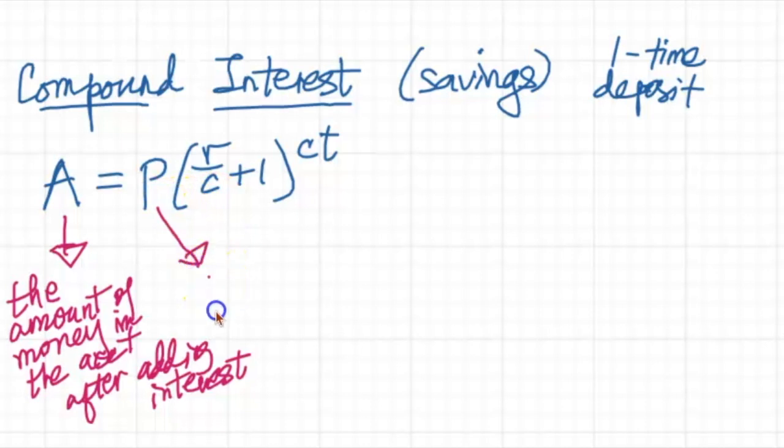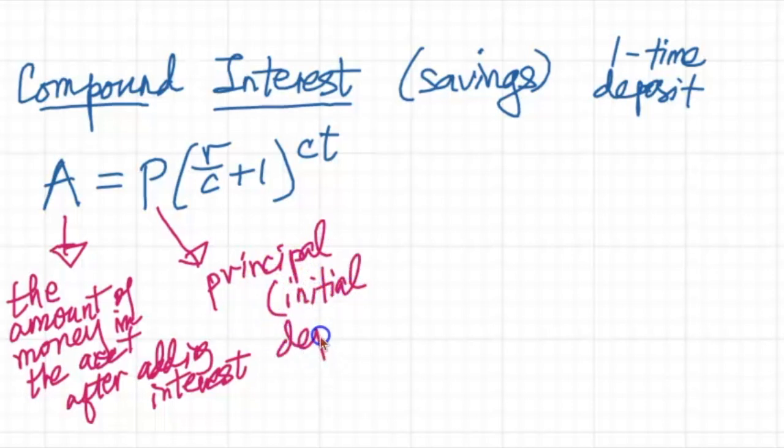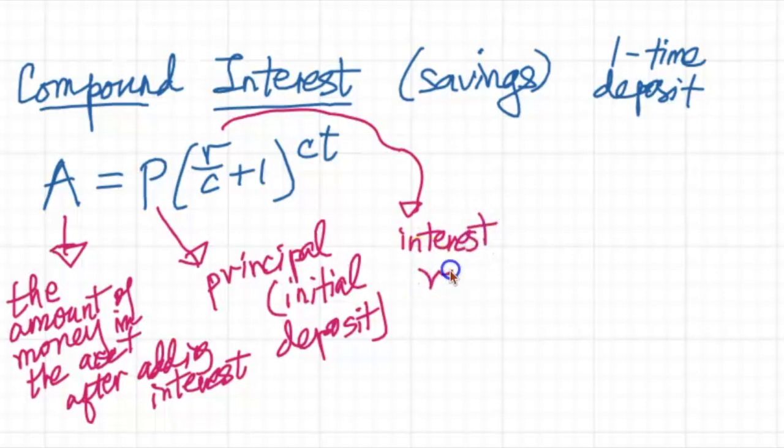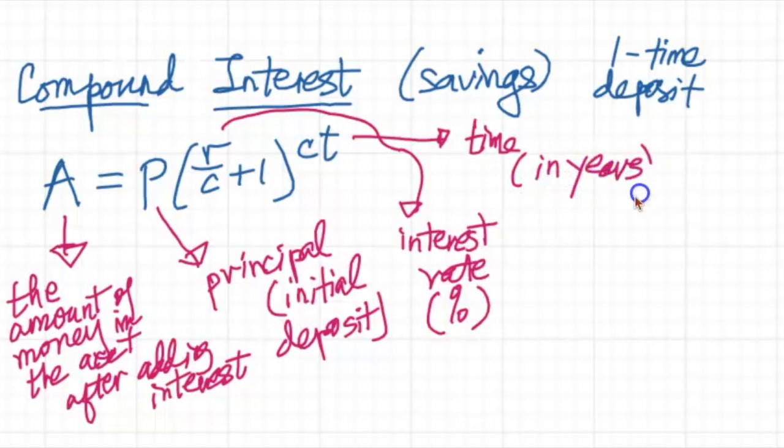You may recall that P is called the principal, and that's generally what we mean by the initial deposit: how much money was put into the account initially. R here is referred to as the interest rate, and you can expect that it would generally be given as a percentage. We'll come back to that C in a second, and the 1 is just the 1. This T here, of course, represents time, generally the growth time, and it's generally given in years.